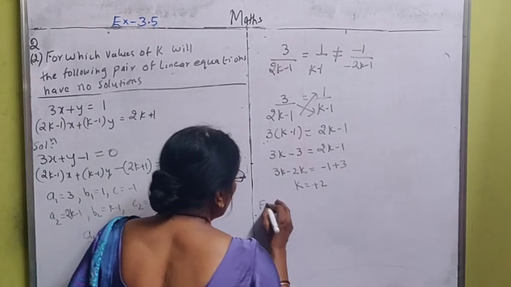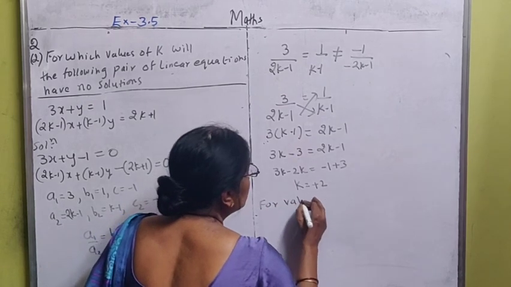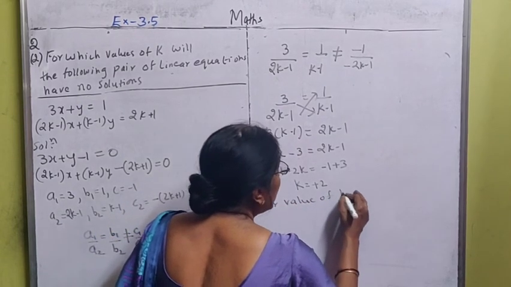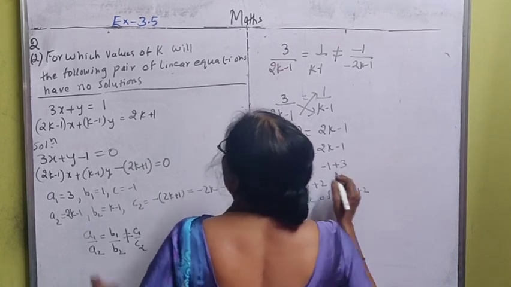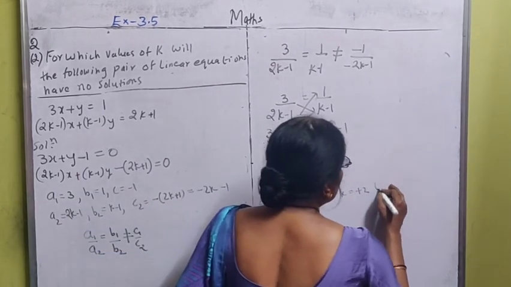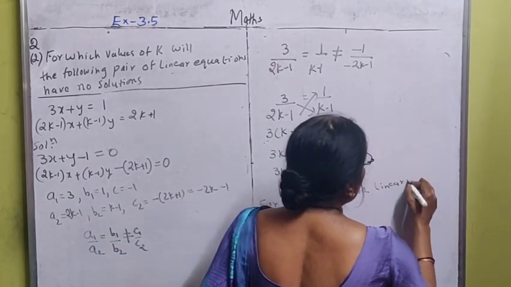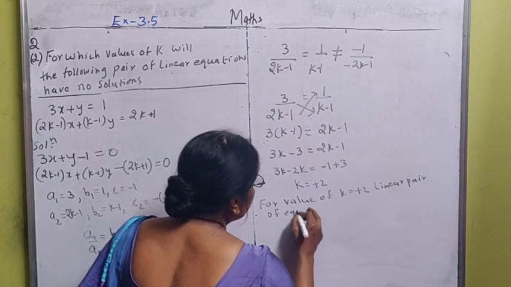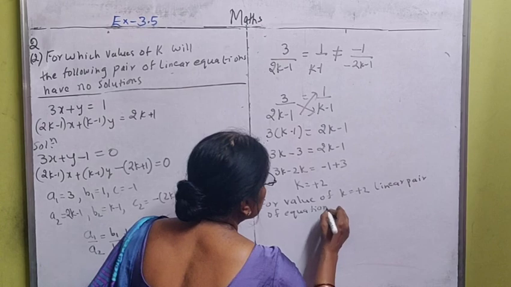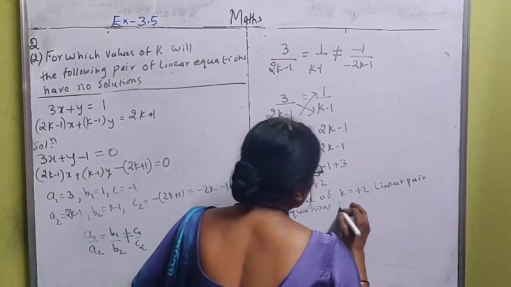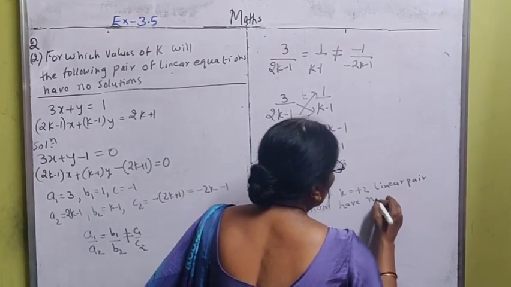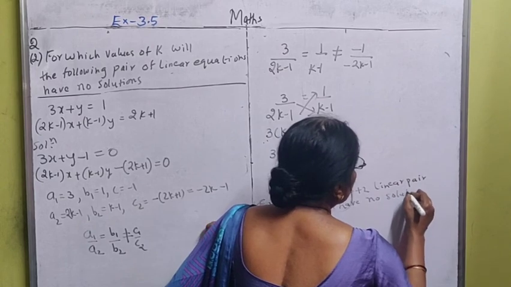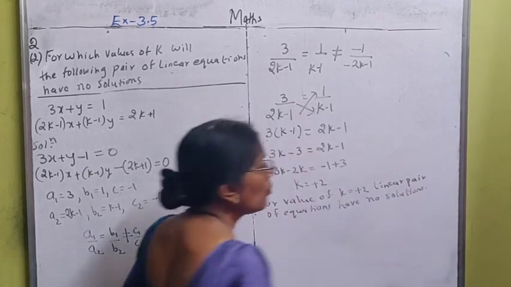So for the value of k is equal to plus 2, the linear pair of equations have no solutions.